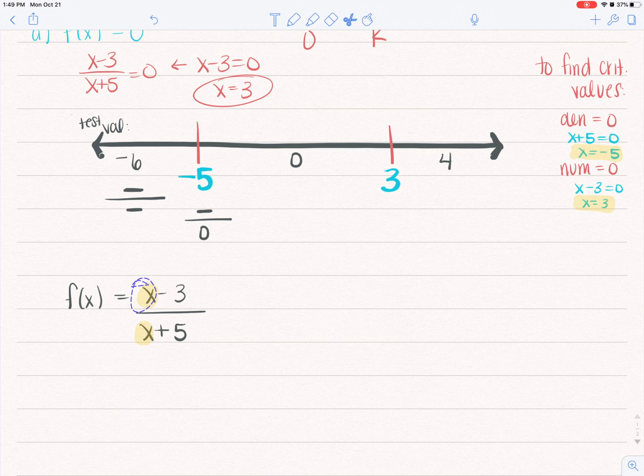Now I'm going to go on to 0. So 0 minus 3 is going to give me a negative 3, but I only care about the negative sign. 0 plus 5 is going to give me positive. Same thing with 3. 3 minus 3 is going to give me 0, over 3 plus 5, which is going to give me a positive number. 4 minus 3 is going to give me positive, over 4 plus 5, which is going to give me positive.